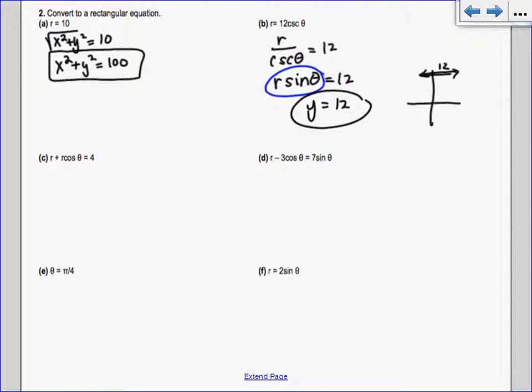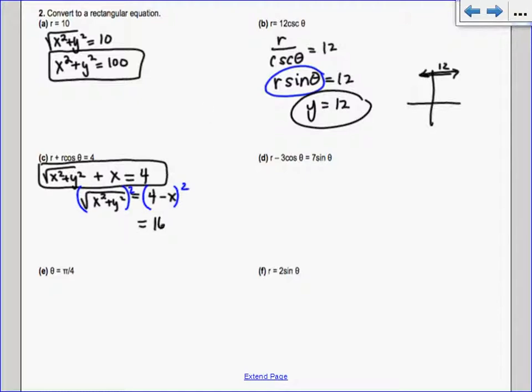All right, so the next one. If I have r plus r cosine theta equals 4, r is the square root of x squared plus y squared, and r cosine theta is just x. So we have the square root of x squared plus y squared plus x equals 4. If you really wanted to write it in a different form, I'm fine with leaving it this way, but if Math Excel asks for another form, you could subtract x over and then square both sides.